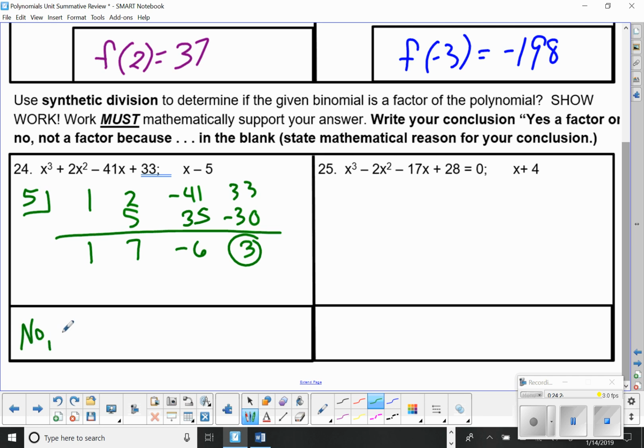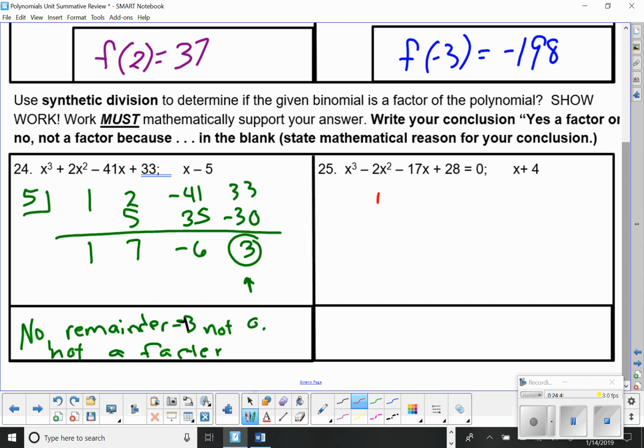Remainder equals 3, not 0. Okay? It's not a factor. What you're telling me is that that had to be 0. If that's not 0, it's not a factor. Let's try the next guy.